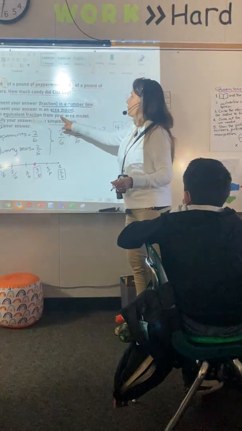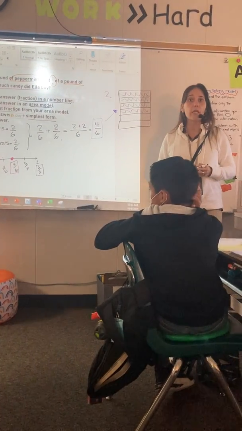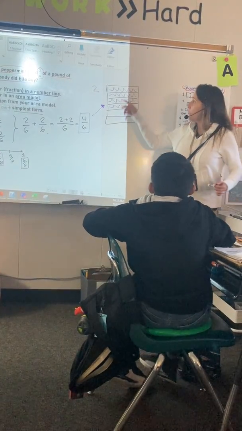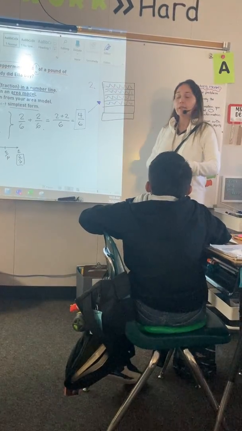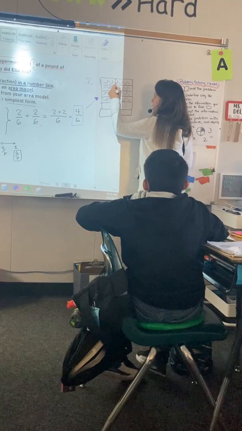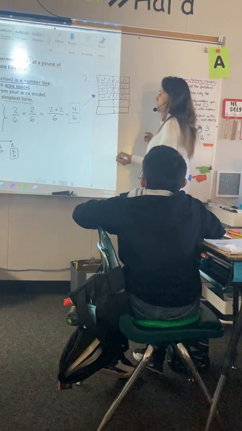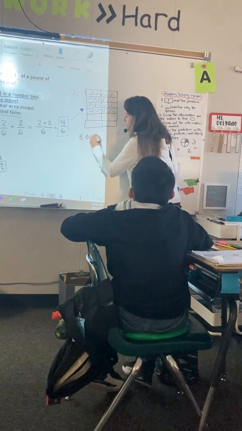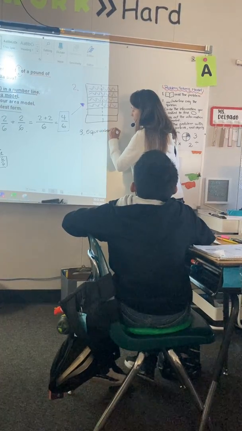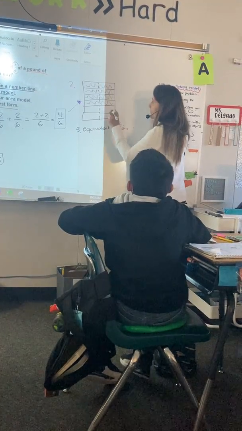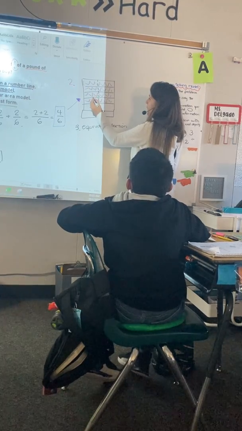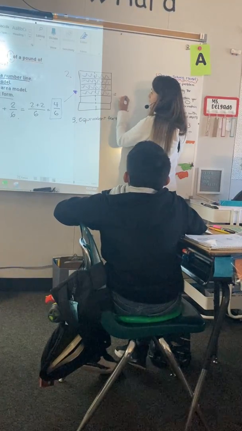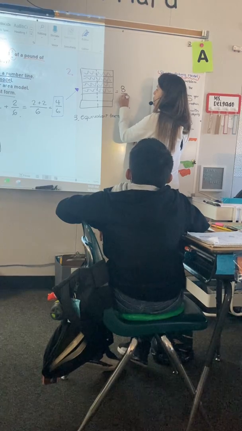Get an equivalent fraction from your area model. How do we get an equivalent fraction from my area model? How can I do it? Putting a horizontal, putting a vertical line? Splitting by half? Yeah. Okay, so if I want to get an equivalent fraction, I will split my model into 2 parts. So now, number 3, my equivalent fraction is what? 1, 2, 3, 4, 5, 6, 7, 8 over 12. Good job, Adam. So my equivalent fraction is 8/12.